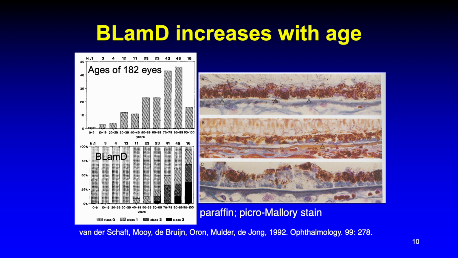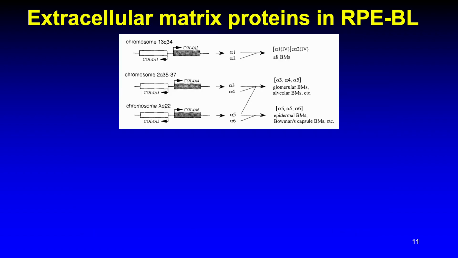In the central retinal area, BLamD increases with age in the bottom graph. And they showed these stages of BLamD, which is patchy, thin continuous, and thick continuous, where thick and thin are referenced to the height of healthy RPE cell bodies.